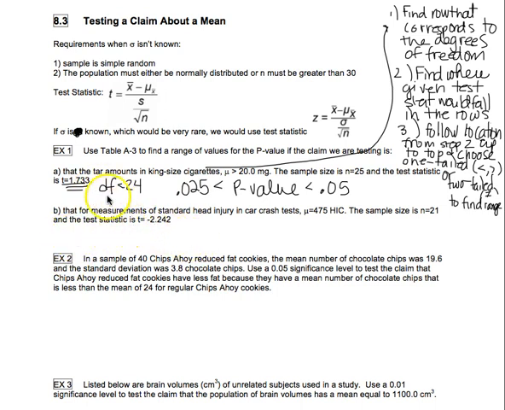All right, let's try it again just to make sure you understand. So here, the claim we're testing is that for measurements of standard head injury in car crash tests, mu equals 475. The sample size is n equals 21. The test statistic is t equals negative 2.242. So sample size is n equals 21, which means my degrees of freedom are 20. Because my claim is mu equals, my null hypothesis is going to be the equals, which means the alternative is a not equal.